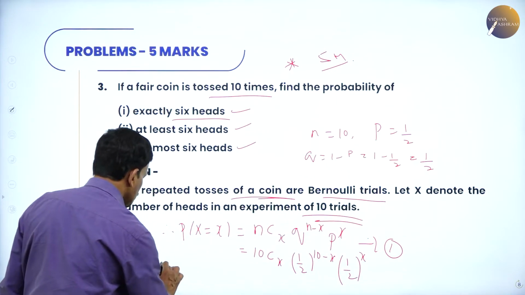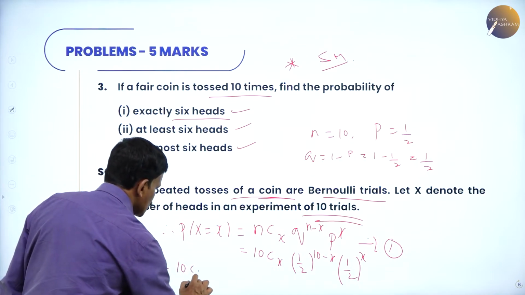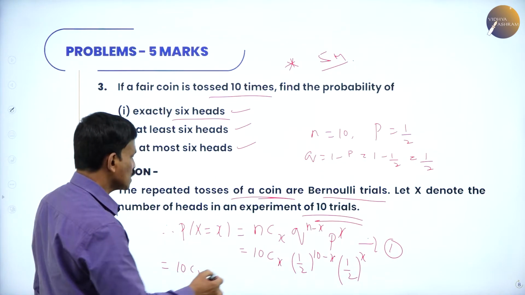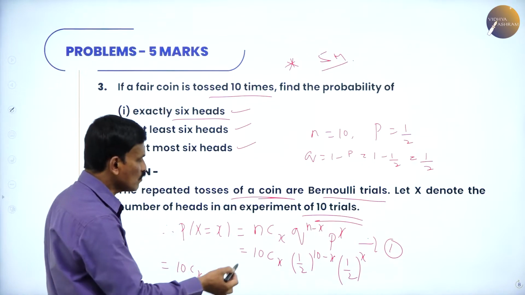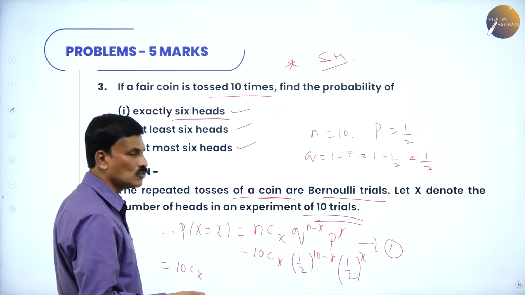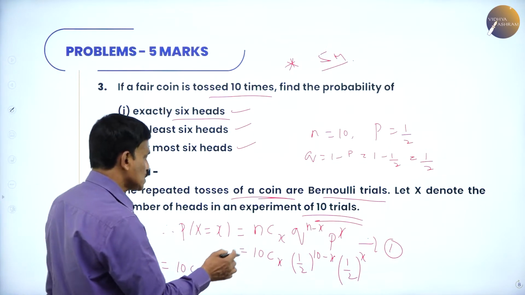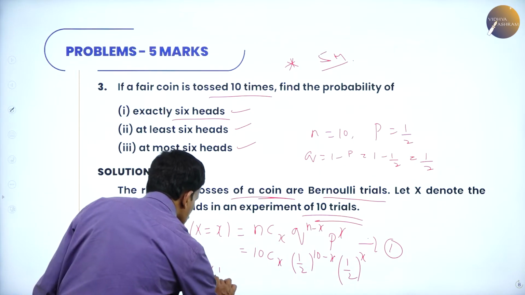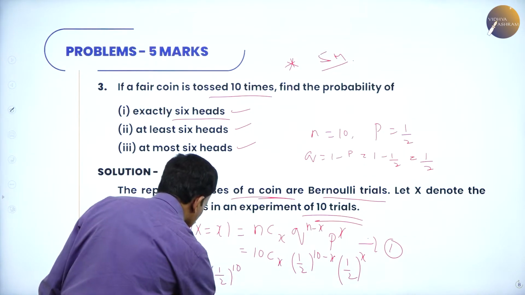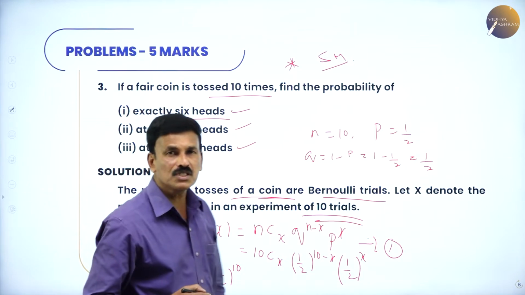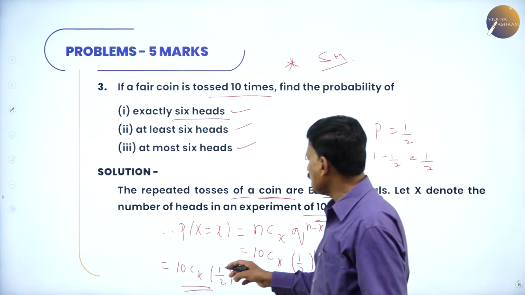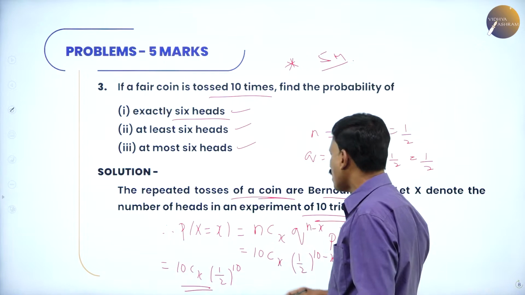So therefore this can be written as 10Cx. So using law of indices, 1 by 2 to the power of 10 minus x into 1 by 2 to the power of x, minus x plus x gets cancelled. This is 1 by 2 to the power of 10. So probability of X equal to x is 10Cx into 1 by 2 to the power of 10.